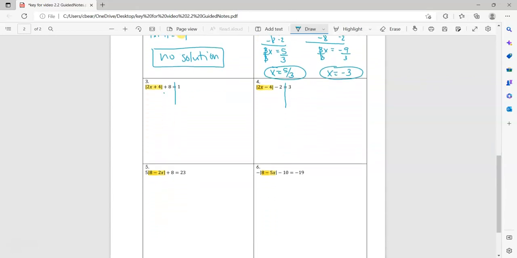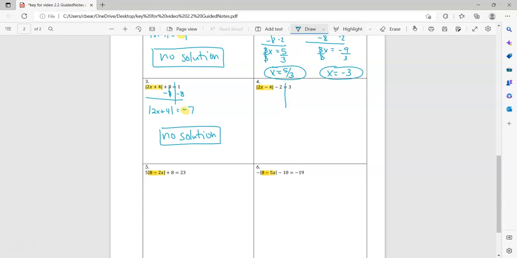On the next one, I need to subtract 8 on both sides, and when I do that, I get absolute value of 2x plus 4 equals negative 7. At this point, I hope you are looking and saying, oh wait, I have an absolute value equal to a negative, and that is not allowed. So once again, no solution.